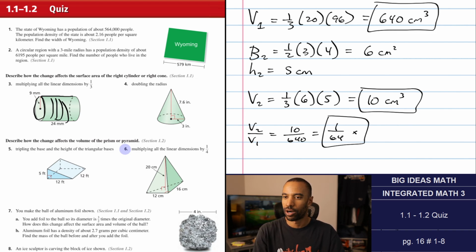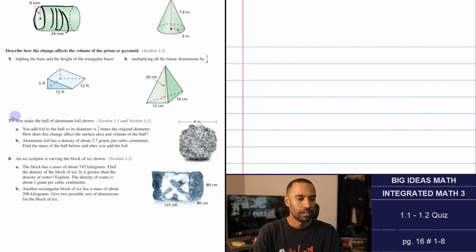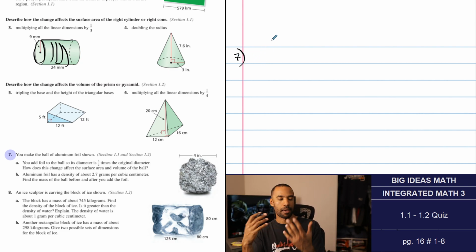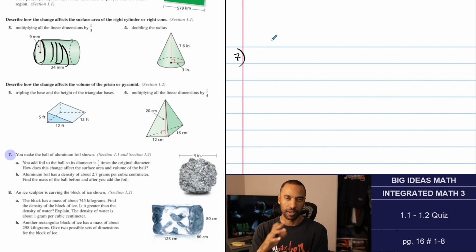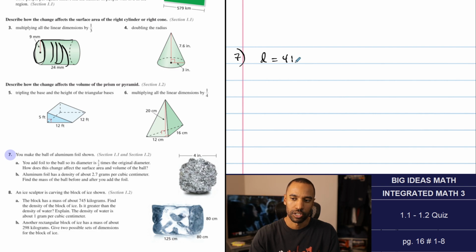We got 2 more questions to go, number 7 and 8. These are the ones that have parts. Let's check them out. Number 7, you make the ball of aluminum foil shown. This is for sections 1.1 and 1.2. Okay, it's a 4-inch diameter. They do call it a ball, so we're thinking 3-dimensional, we're thinking sphere. So diameter's 4 inches. Of course, that means radius will be 2 inches. I just wrote a 4. So I think we're going to have to be using that at some point. Don't know what the question is.